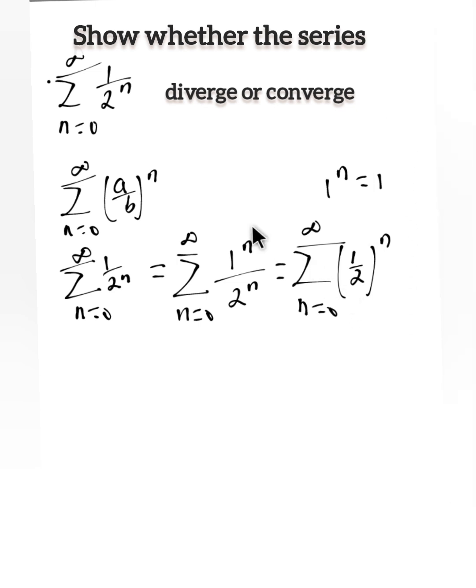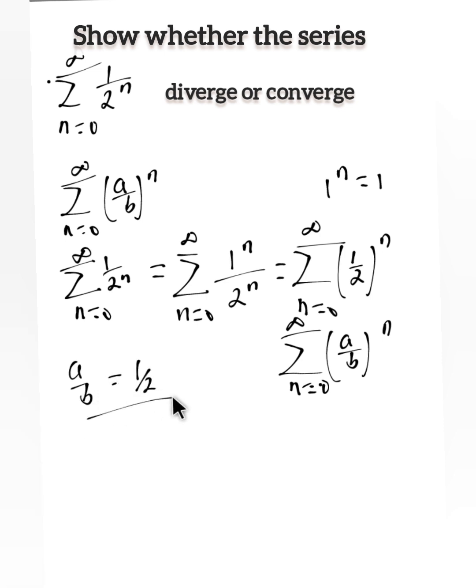Now we have the geometric series form. The geometric series form is the summation from n equals 0 to infinity of (a over b) all raised to the power of n. Now both are similar, and from here we can say that a over b is 1 over 2. Yes, a over b is equal to 1 over 2. This is so true.